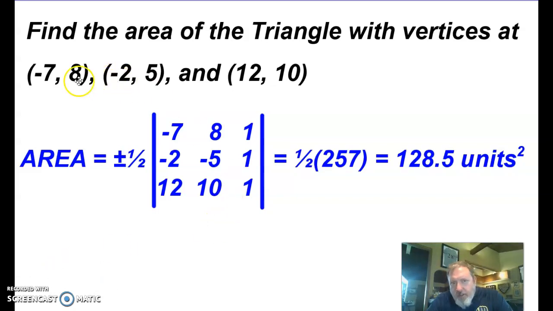So again, they give you the 3 vertices of a triangle, throw them in a matrix. Truthfully, it doesn't even matter which order. If you want to put this one first and this one, you could do that. Doesn't matter. Just make sure that third column's all ones. You take the determinant of this matrix and then multiply it by positive or negative 1/2 so that you get a positive answer at the end.